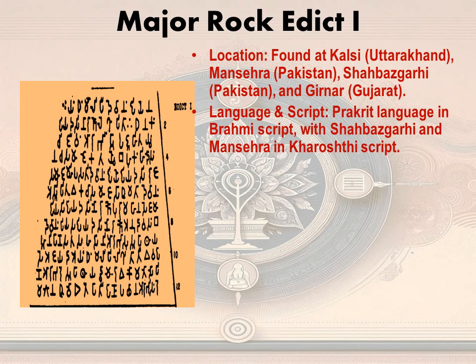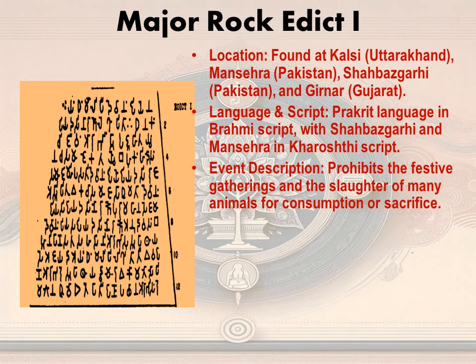It is written in Prakrit language and in Brahmi script, with Shahbazgarhi and Manshera in Kharoshthi script. So this set of writing is there in Prakrit language, in Brahmi script, in almost all the parts of India except Shahbazgarhi and Manshera where it is written in Kharoshthi script. And the language remains the same, that is Prakrit. It prohibits the festive gatherings and slaughter of many animals for consumption or sacrifice.